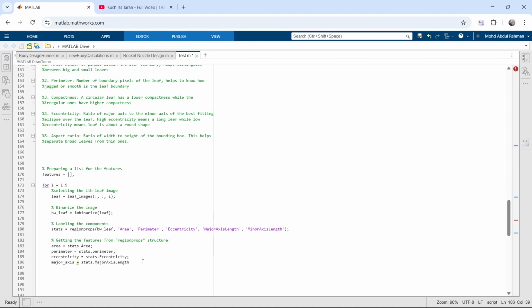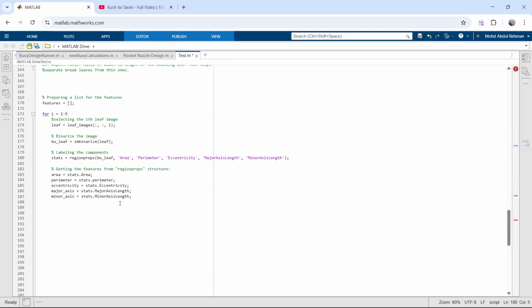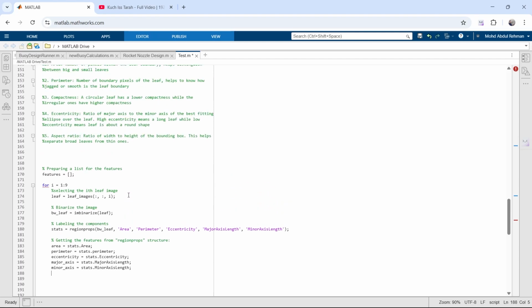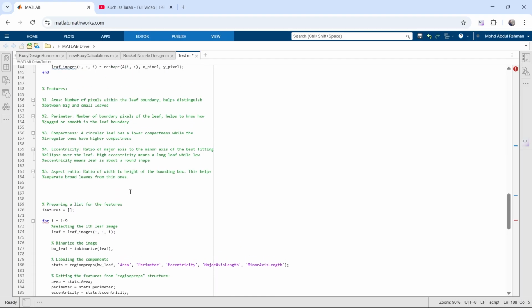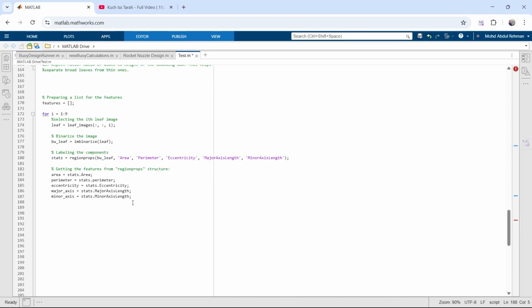Major axis length. Next, we take minor axis also, same way. Minor axis is stats dot minor axis length. So this was about extracting the features. But now we know these features. We are going to now calculate the actual features we needed: the compactness, eccentricity and aspect ratio.